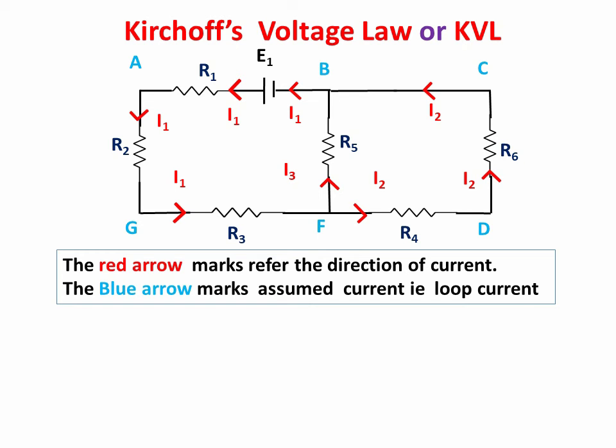From there I1 is split into two currents. I1 is split into I3, which is moving towards R5. So the remaining current, what is it? I1 minus I3, that is the I2 current.